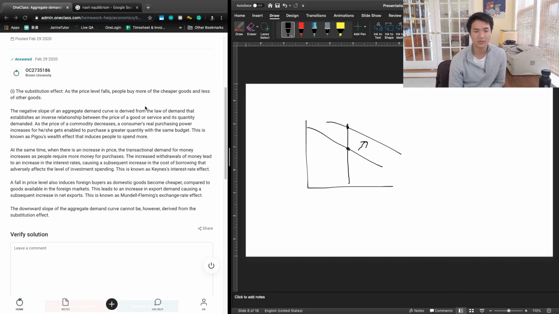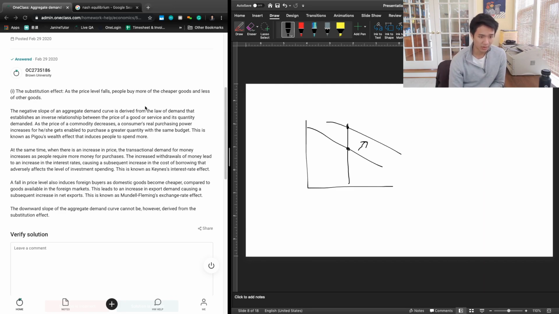Negative slope of an aggregate demand curve is derived from the law of demand that establishes an inverse relationship between the price of a good or service and its quantity demanded. As the price of commodity decreases, the consumer's real purchasing power increases, for they are able to purchase a greater quantity with the same budget. This is known as Pigou's wealth effect that induces people to spend more. Yeah, perfect explanation. At the same time, when there's an increase in price, the transactional demand for money increases as people require more money for purchases. The increased withdrawals of money lead to an increase in interest rates, causing a subsequent increase in the cost of borrowing that adversely affects the level of investment spending. This is known as Keynes' interest rate effect, so that is also correct.